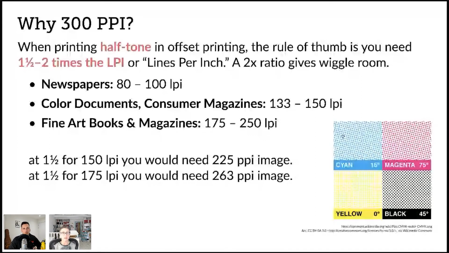So the actual rule of thumb is not just 300 PPI, boom. The real rule of thumb is it's 1.5 to 2 times the LPI. So for instance, if you're printing at 150 LPI, which would be like a magazine or whatever, the minimum you would need was 225 PPI per image. But 300 PPI means you have wiggle room.